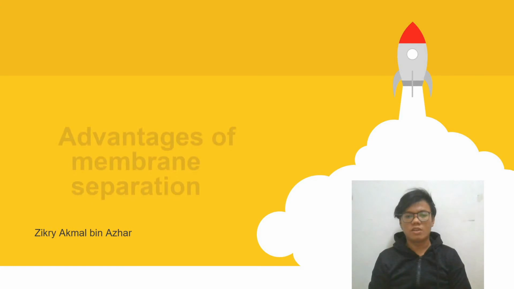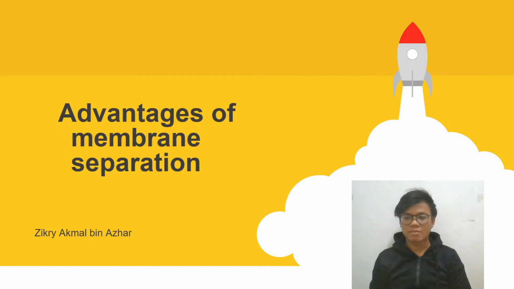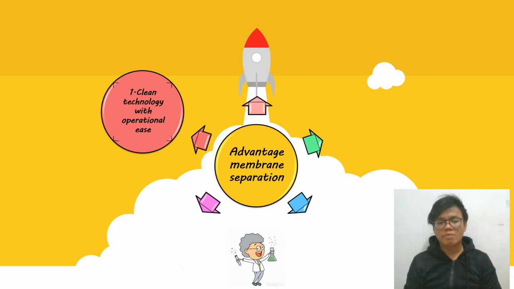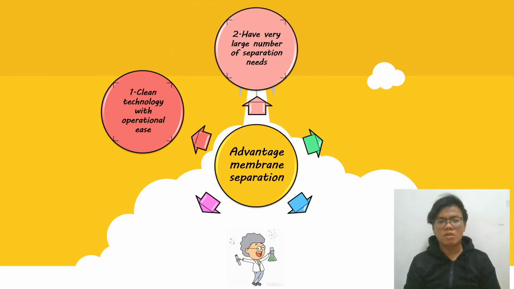Now I am going to present the advantages of membrane separation. These are 5 advantages of membrane separation. Number 1 is clean technology with operational ease. In membrane separation, no complicated heat transfer or heat generating equipment is required. This process can be operated at ambient temperature. Number 2 is that it meets a very large number of separation needs, because membrane processes can separate at the molecular scale up to the scale at which particles can actually be seen. This implies that a very large number of separation needs might actually be met by membrane processes.